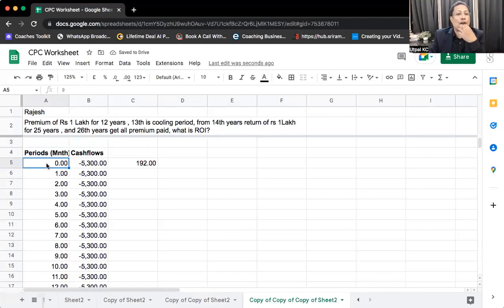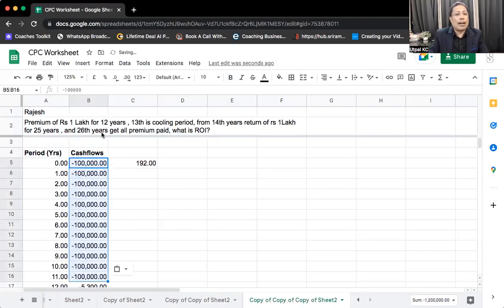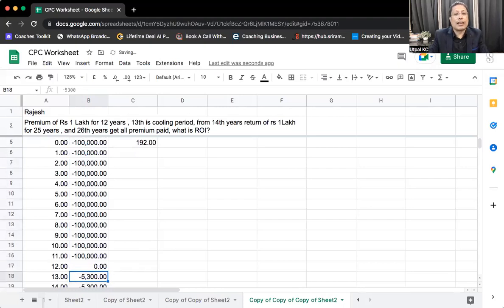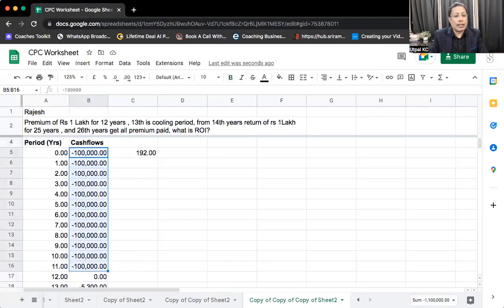Premium rupees 1 lakh for 12 years. So this period is years. 1 lakh rupees for 12 years, 13th is cooling period. 1 lakh for 12 years means till 11, okay? Till 11, 13 is the cooling period. 13 means actually 12 years, so normally they will say 13 years. Then 2 years cooling period. Normally it is like this: 0, 1, 2, 3, 4, 5, 6, 7, 8, 9, 10, 11. Okay, so this is 12 years.